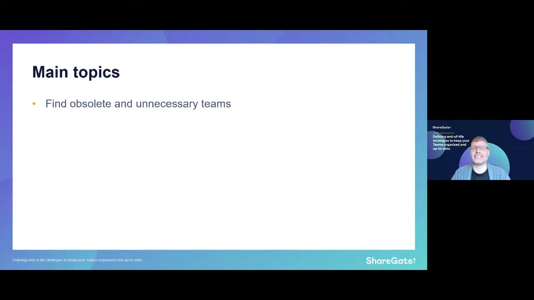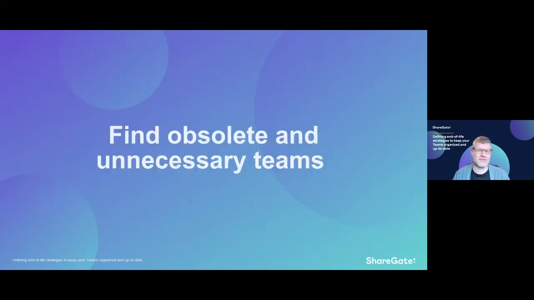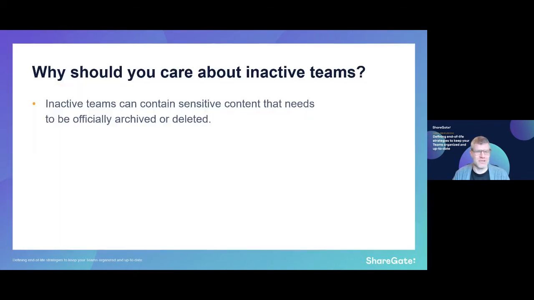So what are the topics for this class? We're going to talk about how you can find obsolete and unnecessary teams, and of course, what steps you can take around the end of life process of teams like that. We'll probably have plenty of time for questions, so don't be shy and just leave them in the Q&A section. So let's start with finding obsolete and unnecessary teams.